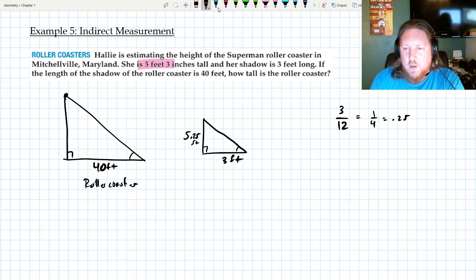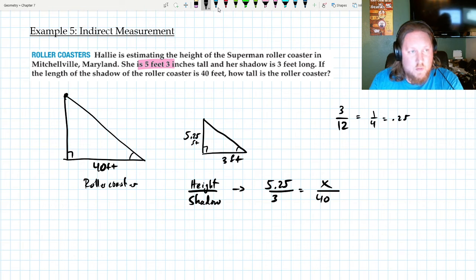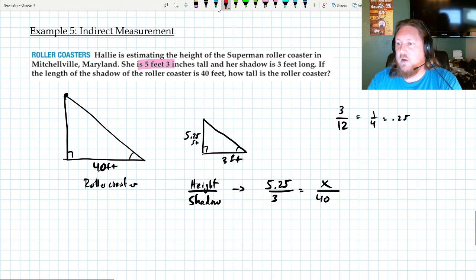So guess what? If we have the height to the shadow in our ratio, that tells me 5.25 feet to 3 feet is equal to an unknown number of feet for the height to 40 feet. Now it is important that you put it in decimal form here for the 5 foot 3 inches. Otherwise, if you put 5.3, you can see the number is going to be slightly off.